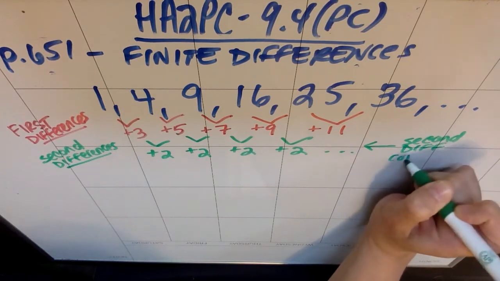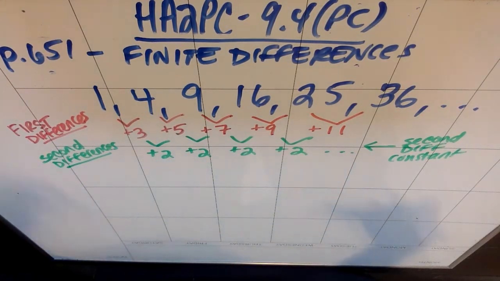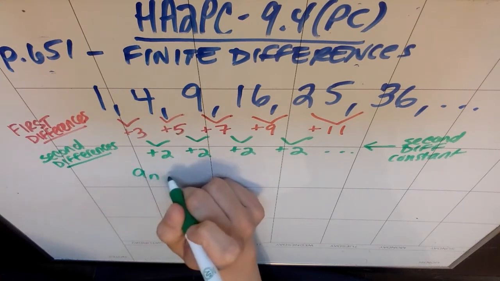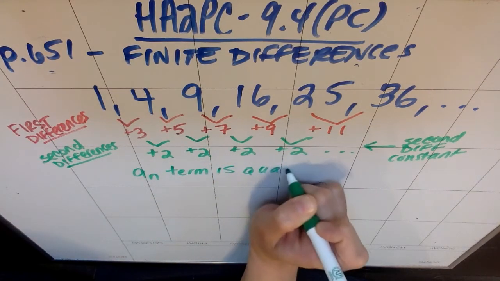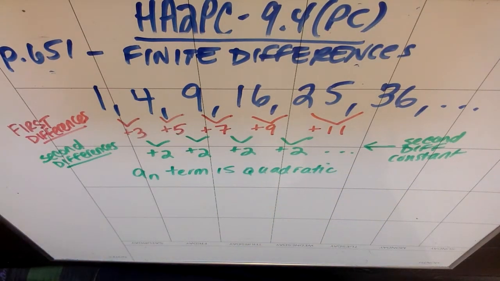So we saw that when the first differences were constant, we had a sequence that was arithmetic, and that the a sub nth term was linear. Well, now what this means is that my a sub nth term is a quadratic. Okay, so because those second differences are constant, my a sub nth term is something quadratic, meaning it's going to have a squared, which is a helpful thing if you're trying to spot the pattern.